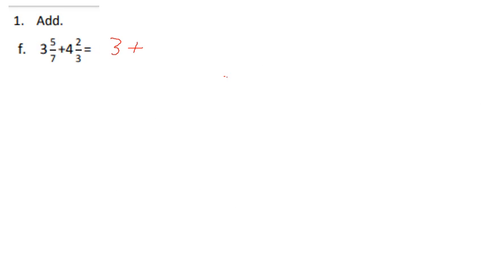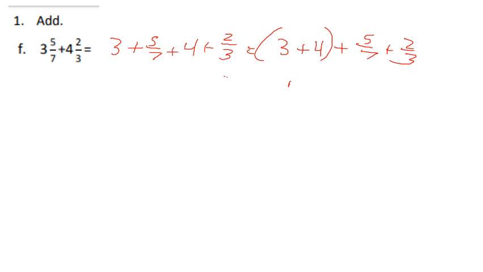So 3 plus 5 sevenths plus 4 plus 2 thirds, which equals 3 plus 4 plus 5 sevenths plus 2 thirds. Adding our whole numbers together, we get 7. Now we're going to add our fractions. 5 sevenths plus 2 thirds.